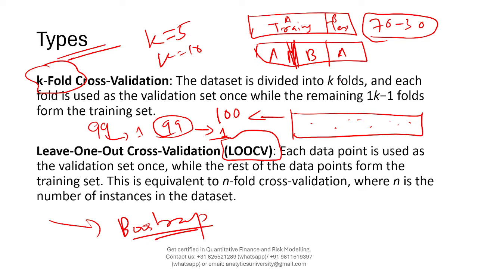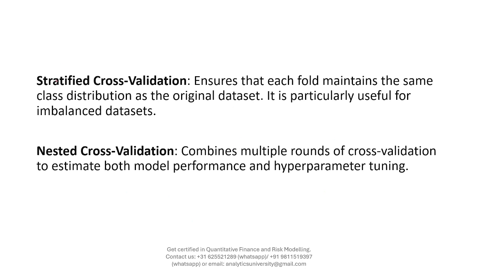But imagine you have, let's say, 100,000 observations, so there will be 100,000 iterations. That is very computational intensive. So if you do have a big data set, go for k-fold cross validation. If you have a smaller data set, maybe a couple of 100 observations, then go for leave one out cross validation.